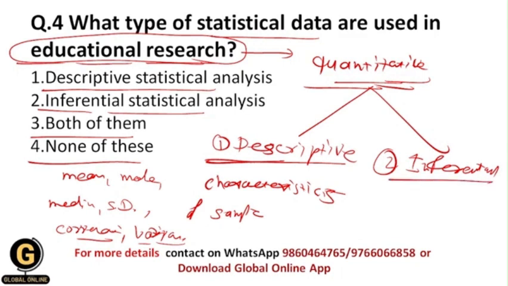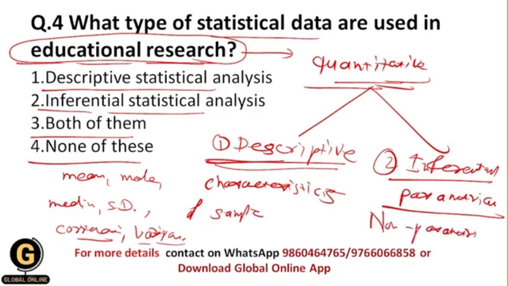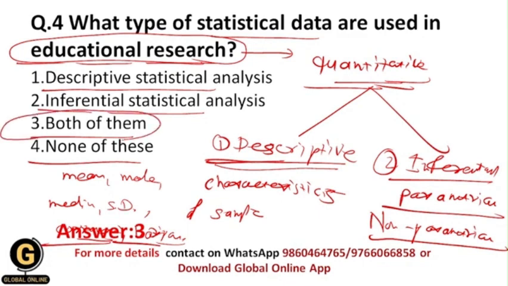Now inferential statistics, what is that? It is used to draw conclusions or generalizations beyond the sample with a known degree of accuracy. Descriptive statistical analysis is limited to the samples only, but if I want to make generalizations beyond the samples, then I will use inferential statistical analysis. You can say a parametric test is inferential statistical analysis, and non-parametric tests are inferential statistical analysis, and we are going to see these parametric and non-parametric tests in upcoming videos. As well we will see mean, mode, median, standard deviation, correlation, variance in upcoming videos, so don't worry. That's why the correct answer here is 3, that is both of them, because we can use descriptive and inferential statistical analysis both in educational research.